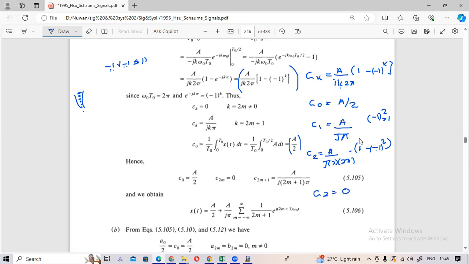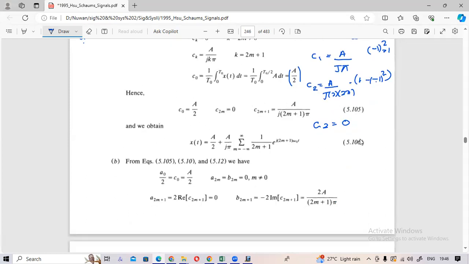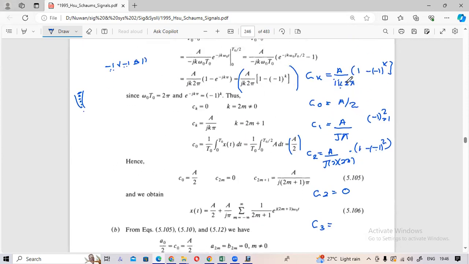In the same manner, you can find C3. How can we measure C3? So instead of this k and this k, you have to apply 3.